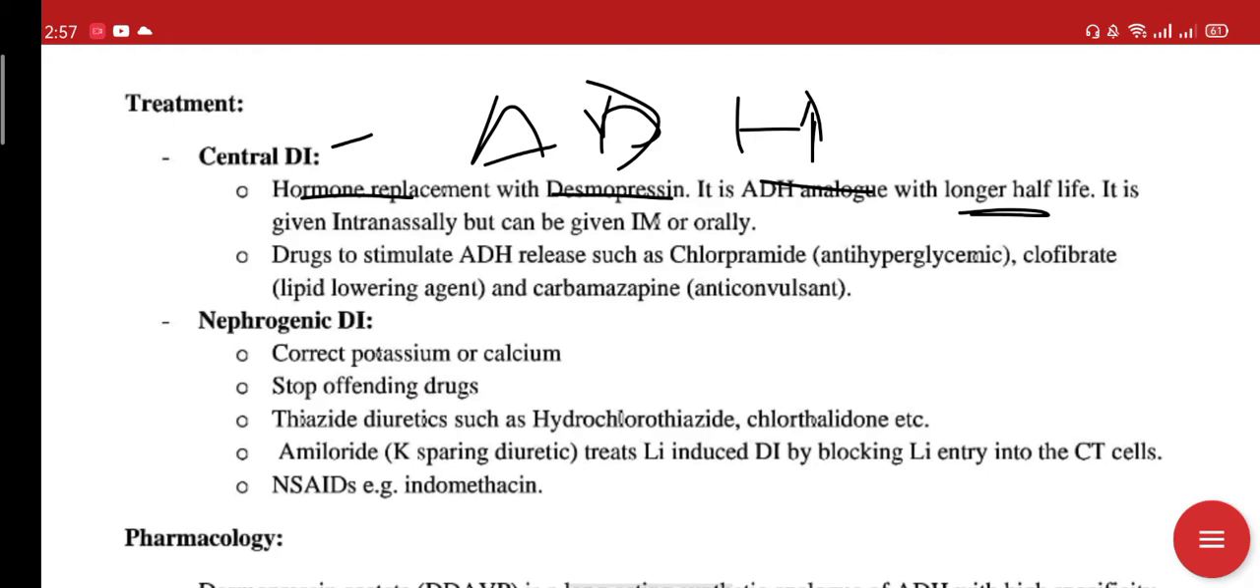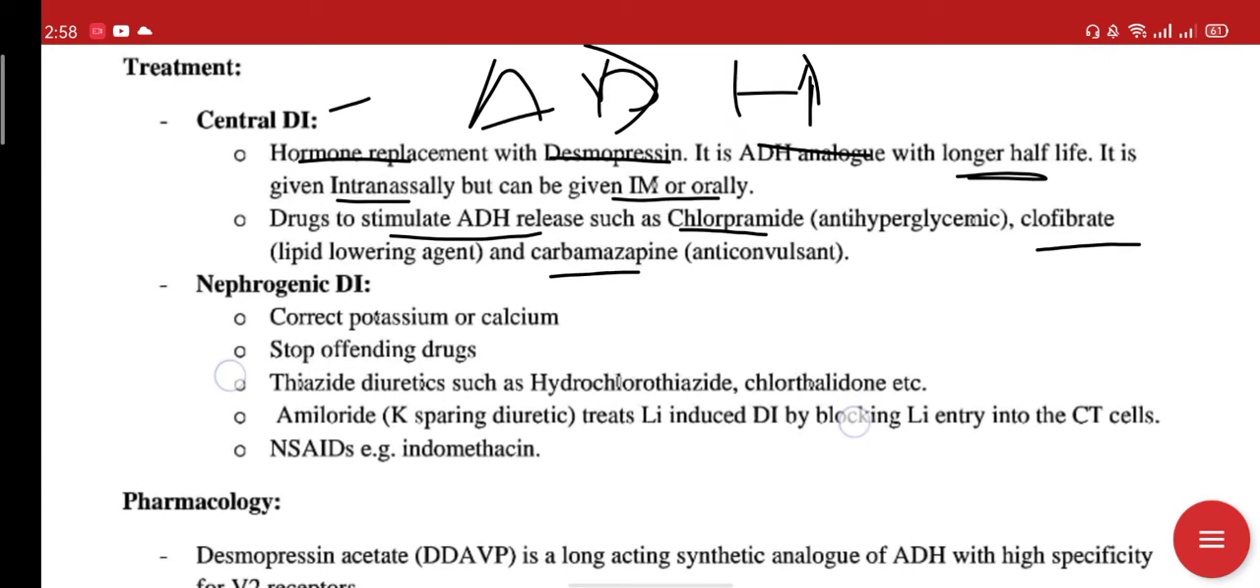It is usually given intranasally, but it can be given orally or intramuscularly as well. Mainly it is given intranasally. Some other drugs can be given to stimulate the ADH release. Again, since there is ADH deficiency, some drugs that stimulate ADH release can be given, and you have to remember these: chlorpropamide, clofibrate, and carbamazepine. So these drugs can be given.